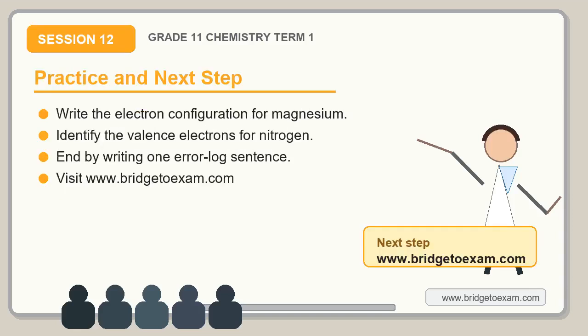Before you leave, practice actively. Task 1. Write the electron configuration for magnesium. Task 2. Identify the valence electrons for nitrogen. Task 3. Explain why sodium and potassium have similar chemical behavior. At the end of your study, write one sentence beginning, "The chemistry idea I must remember is."